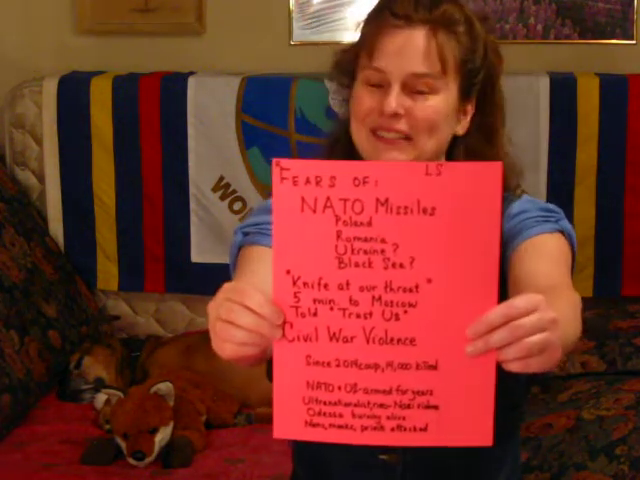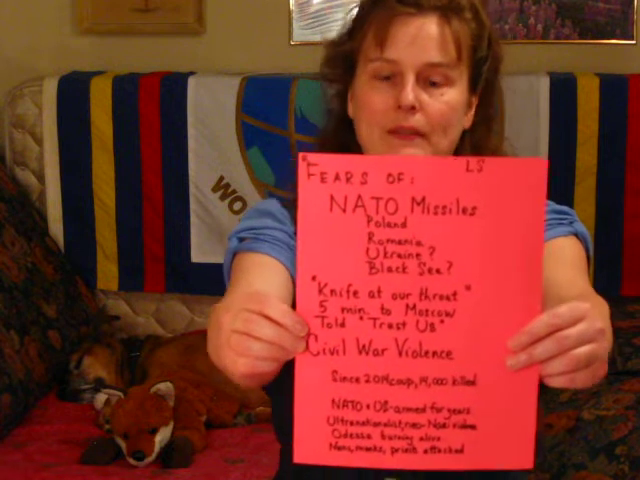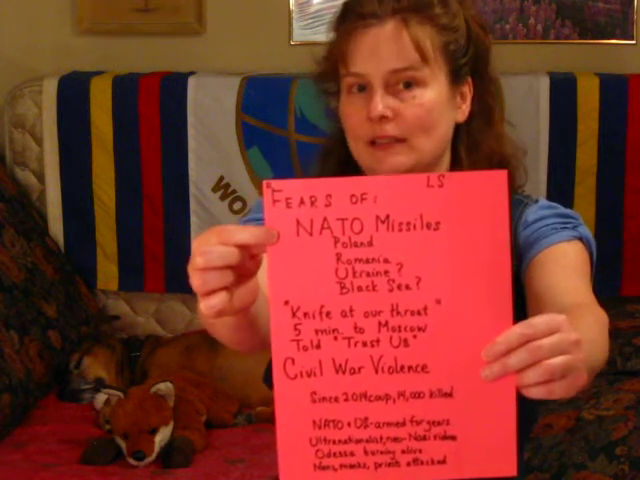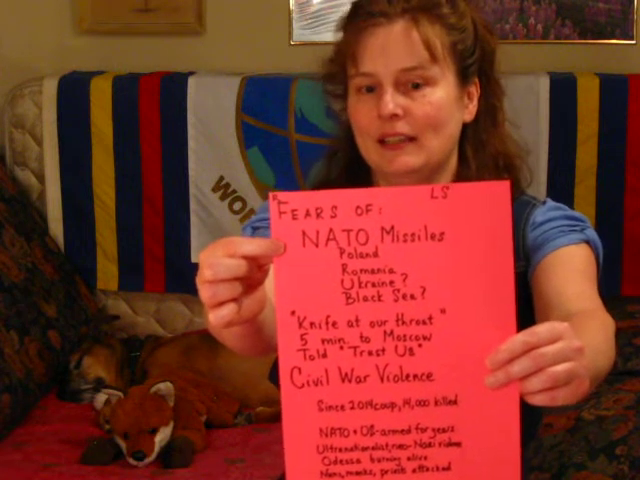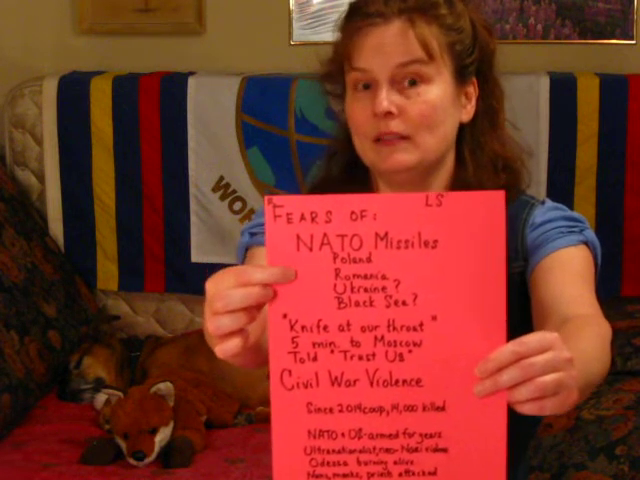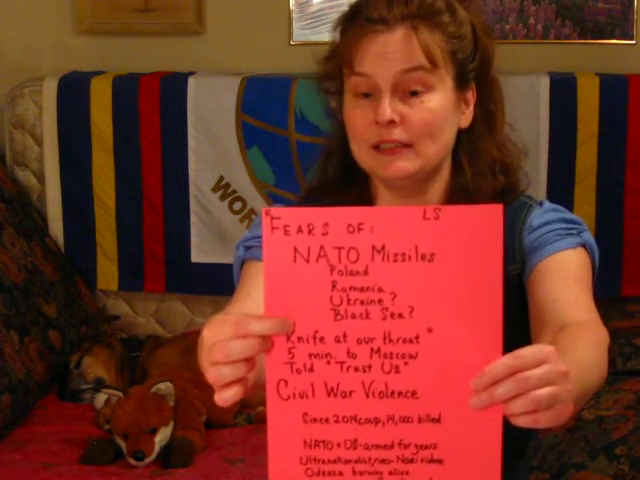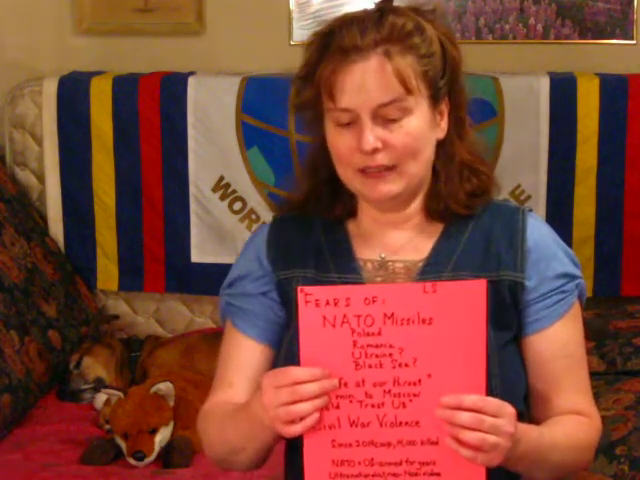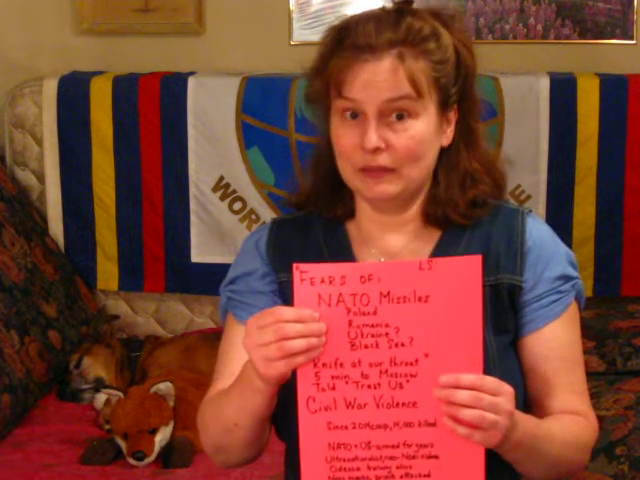So I don't know that you can read this, but I'll hold it up for you for a minute. Top says NATO missiles. That's a major thing. In Poland, in Romania, possibly next in Ukraine, in the Black Sea. I did a few essays in part 2 about threats to life. So we already talked about this in detail. I'll be very brief. But major threat to life.